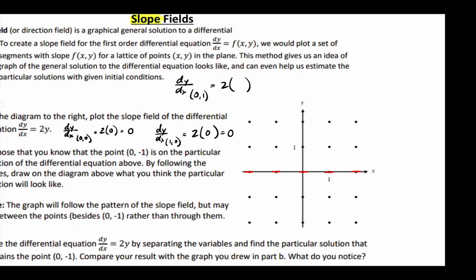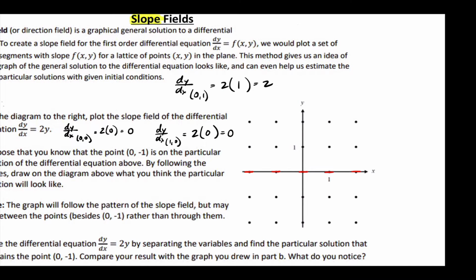So now I don't have a slope of 0 for y, I have a 1 for y. So that's positive 2, right? Okay. So now I have to draw a slope of positive 2 at this point here. So do the best you can.